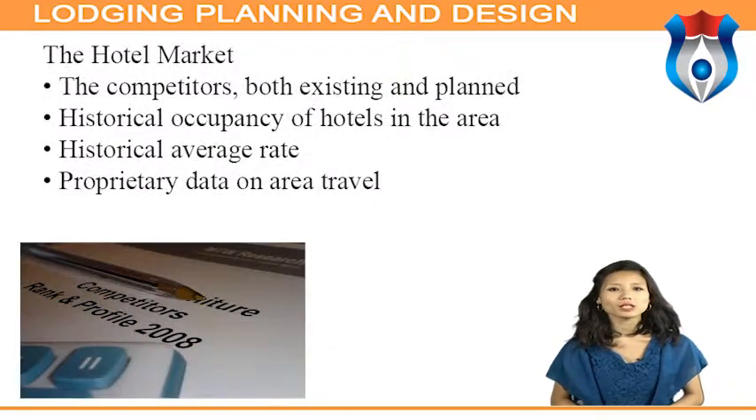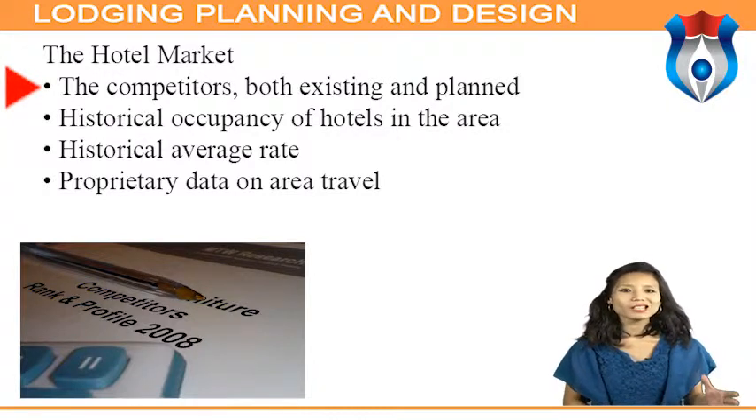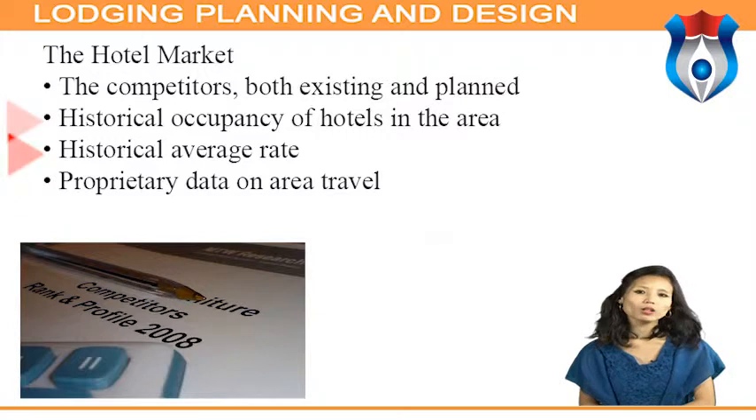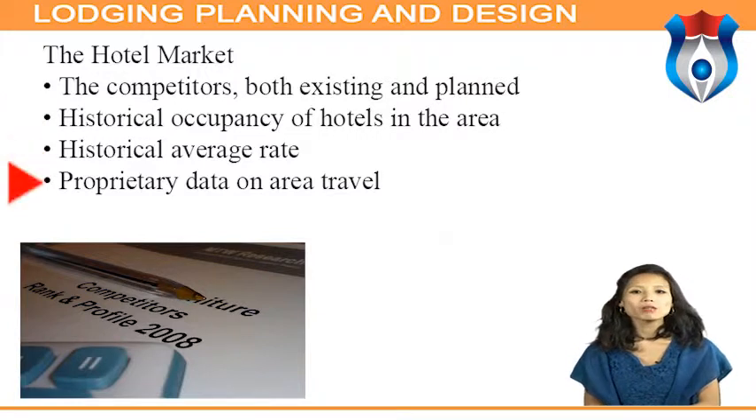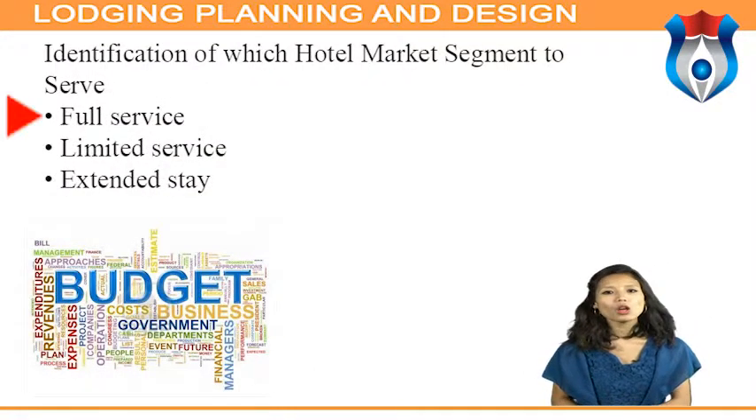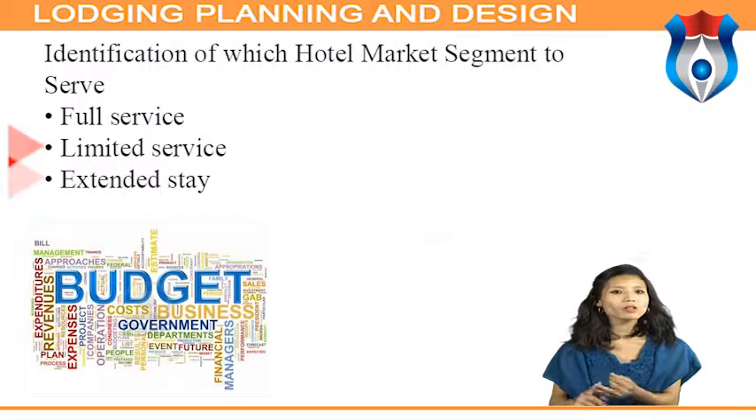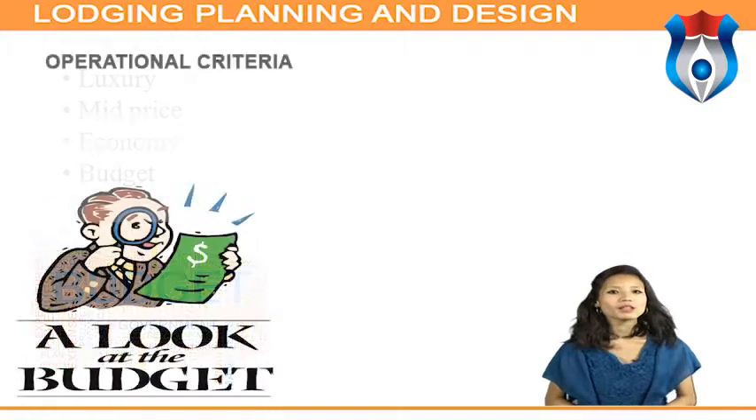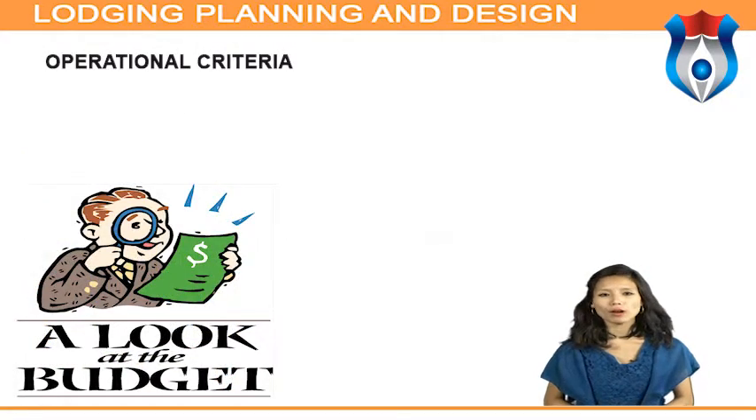The hotel market: the competitors, both existing and planned, historical occupancy of hotels in the area, historical average rate, and proprietary data on area travel. Identification of which hotel market segment to serve: full service, limited service, extended stay, luxury, mid-price, economy, and budget. Let us now know the meaning of operational criteria.